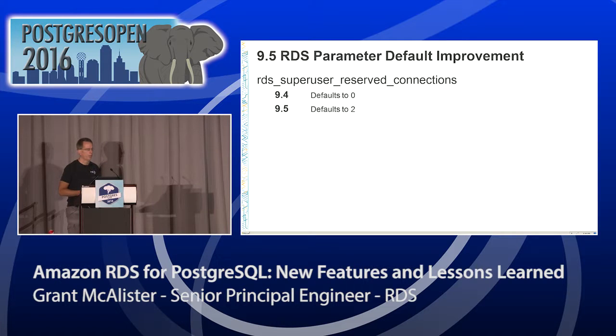The other thing we changed is we changed a lot of parameters in 9.5. We changed a bunch of defaults. So we added a thing called RDS Super User Reserved Connections. How many people have used Super User Reserved Connections in their Postgres instance? A few, yeah. So this is your safety net.